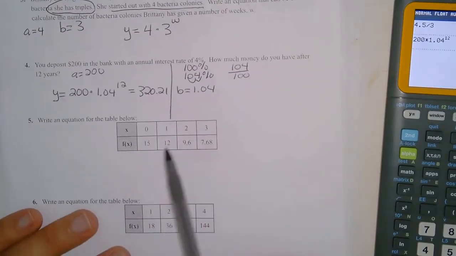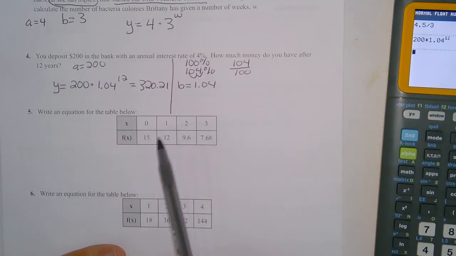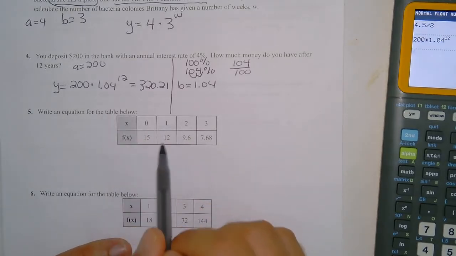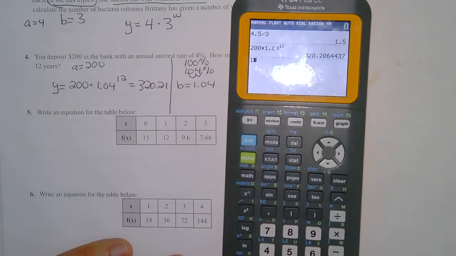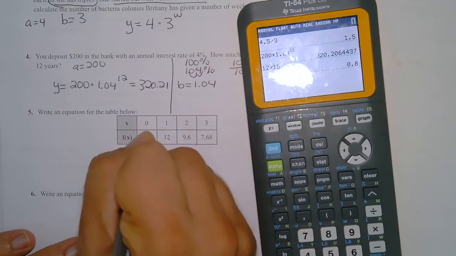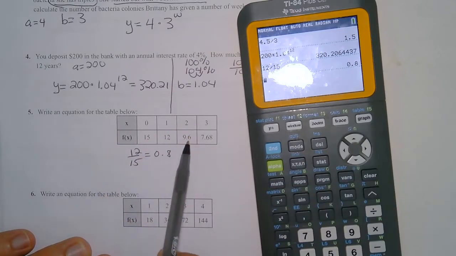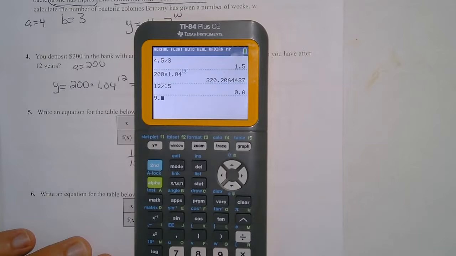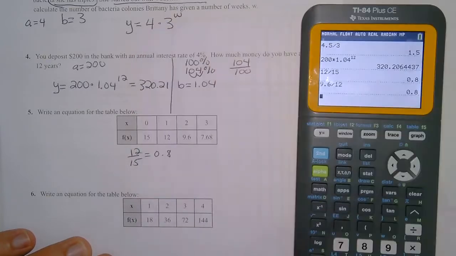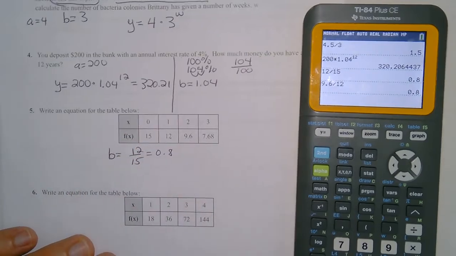So in looking at this table, as x increases, y is decreasing, and it's not linear. So let's make sure it's exponential. I can go 12 divided by 15, and I get 0.8. I'm just going to check another value, 9.6, and divide that by 12. And that is also 0.8. So my decay factor is 0.8. That means I'm going down.